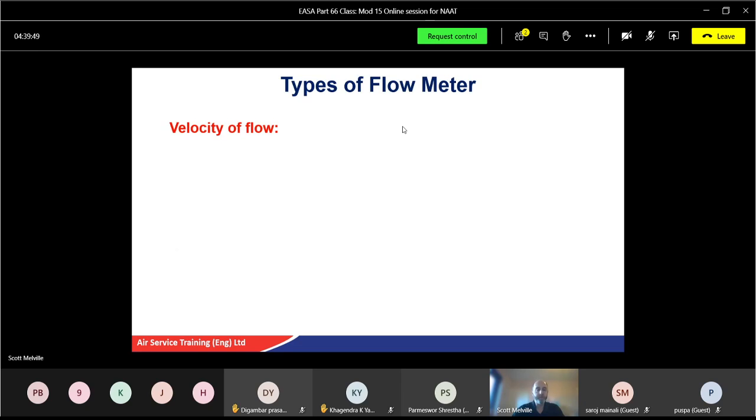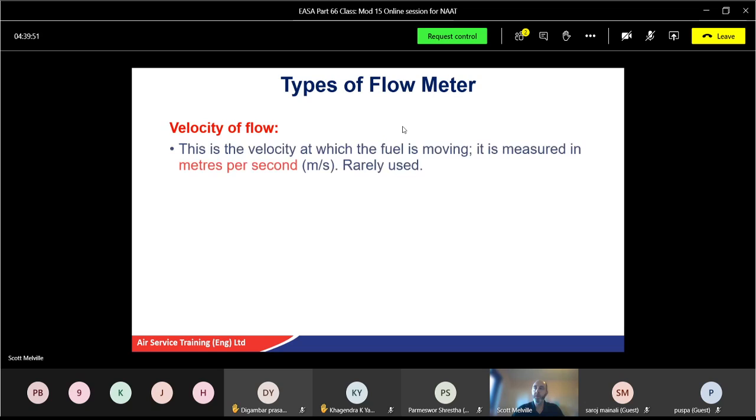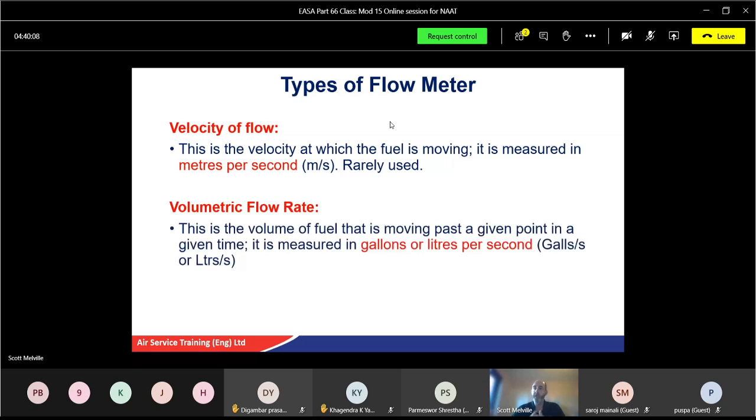So, types of flow meter. One of the first types is the velocity of flow. Now, this is the velocity at which fuel is moving. It is measured in meters per second, but it's very rarely used. You've got volumetric flow rate as well. So as it sounds, volume. This is the volume of the fuel that is moving past a given point in a given time. It's all over time. All your fuel flows are all over time. This time it's measured in gallons or litres per second.